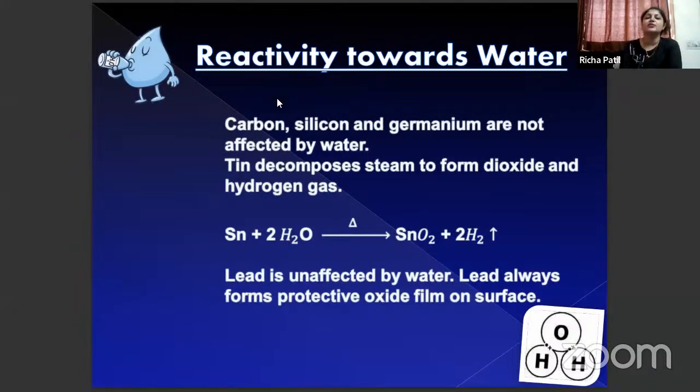So reactivity with water. Carbon, silicon and germanium are not affected by water. Tin decomposes steam to form dioxide and hydrogen gas. You can see the reaction: Sn, that is tin, plus water, when you heat, decomposes to give tin dioxide, plus H2 gas is liberated. Lead is also unaffected by water, because lead always forms a protective oxide film on the surface.